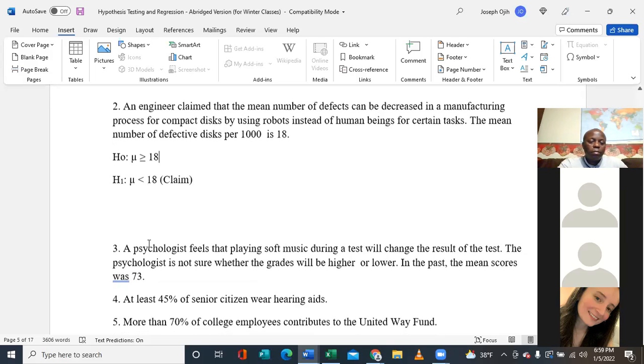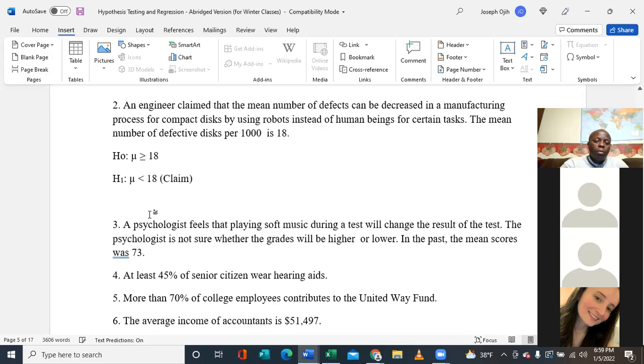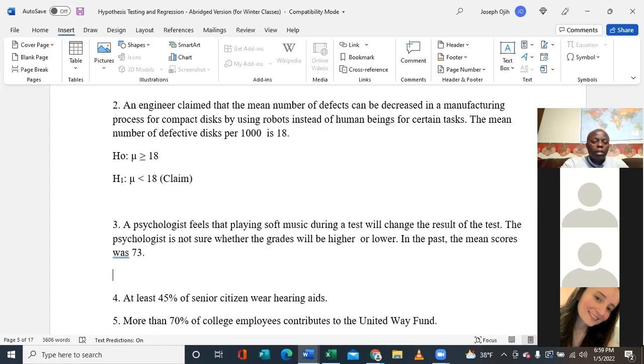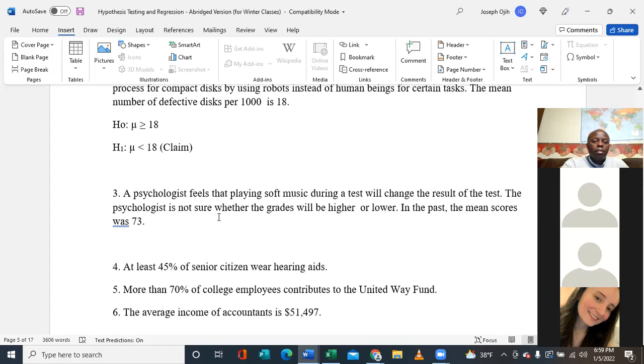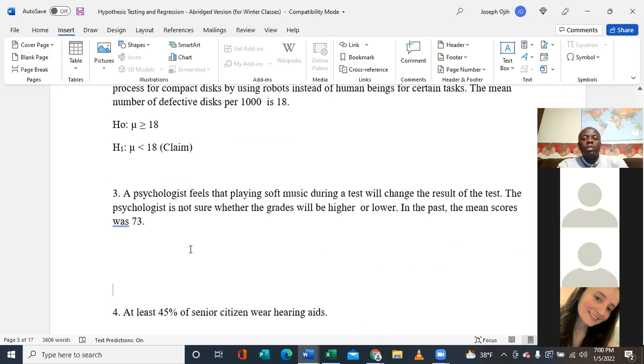Look at this. It says here, a psychologist feels that playing soft music during a test will change the result of the test. Change the result. It didn't say increase or decrease, but it will change the result. The psychologist is not sure whether the grade will be greater or lower. He wasn't sure which direction. In the past, the mean score was 73. All he knew is that it will change.